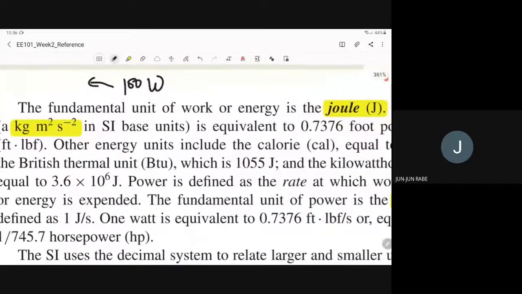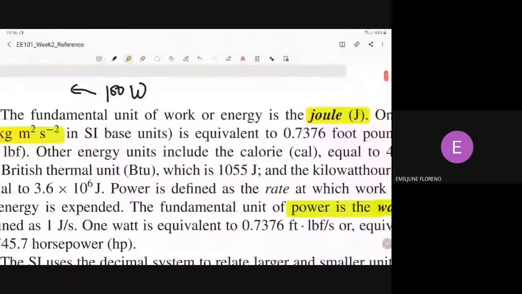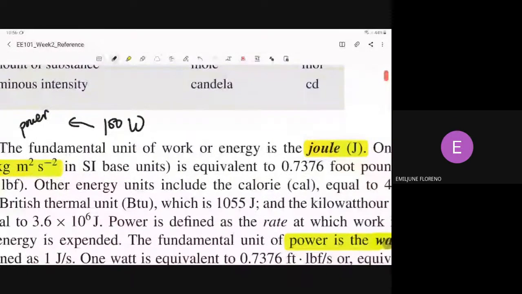Power. Anyone? Okay, power. Clear? The unit of power is the watt. So if we have 100 watts, that is the power. Do you understand? Your 100 watts here is your power.